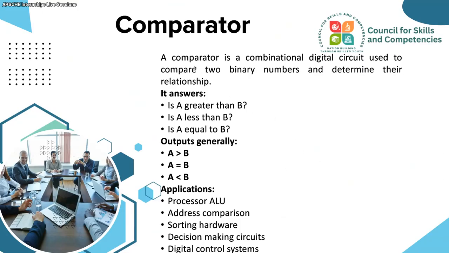A comparator is also a combinational circuit. It is used to compare two binary numbers. Why compare binary numbers? Because the digital system works only in binary numbers. The comparator tells whether A is greater than B, A is less than B, or A is equal to B. Only these three things. So the outputs are generally A greater than B, A equal to B, or A less than B.